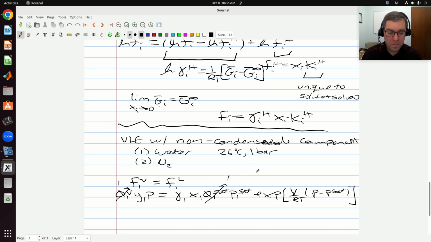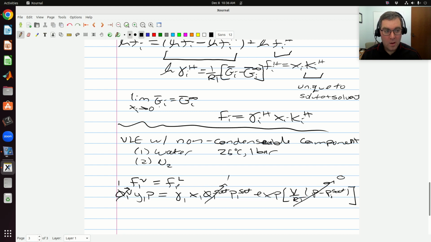Now, if I'm at low pressures, it's also reasonable to assume that the Poynting correction is 0. So this would be 1 minus some number less than 1. This term in brackets is typically going to be 0, so the exponential of 0 is just 1.